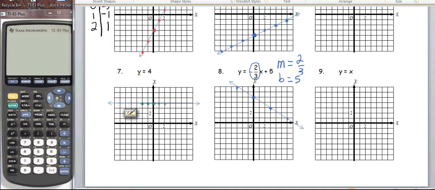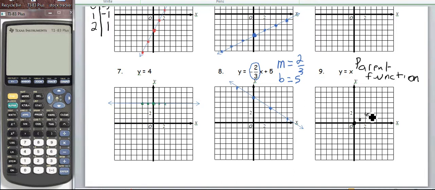All right, now number 9. We've talked about this one before, but you must know it. Whenever you see y equals x, what that means is this is the parent function for linear functions. And what that means, y equals x, is whatever the x value is, that's what the y value is. So if my x value is 0, then my y value is 0. That's right there. X value is 1, like this. And we're just going to go up.